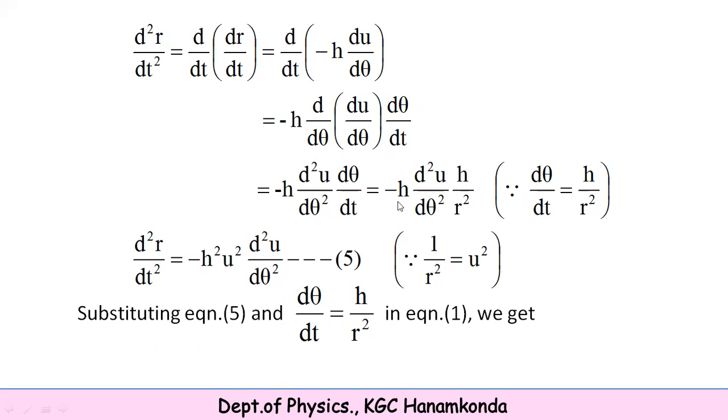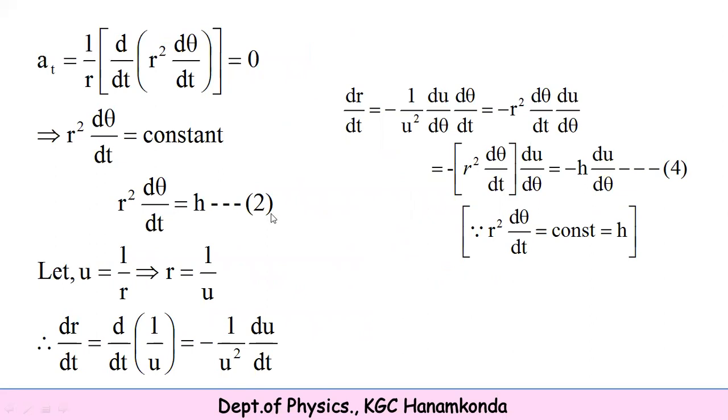So that is written as minus h into d square u by d theta square into h by r square, because d theta by dt equals h by r square. Here from equation 2 you see, d theta by dt equals, taking this r square to the right hand side, it will be under the denominator. Therefore d theta by dt equals h by r square from equation 2.